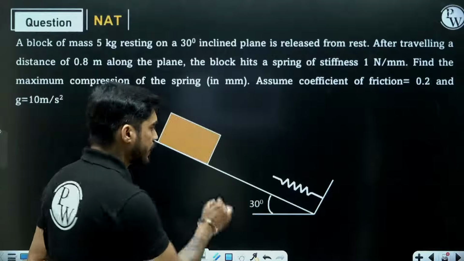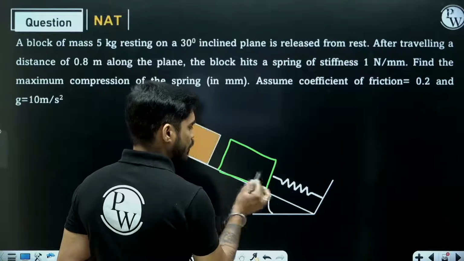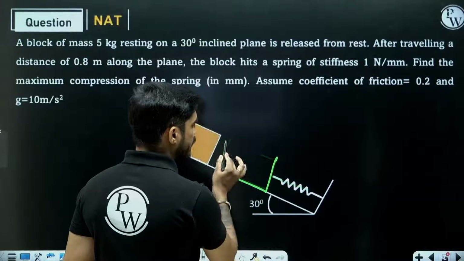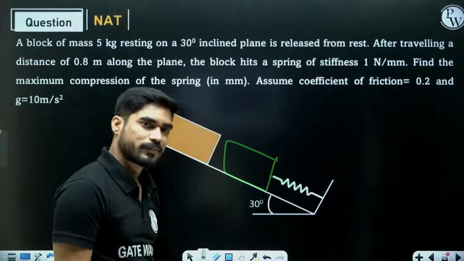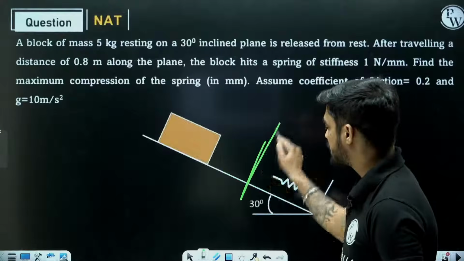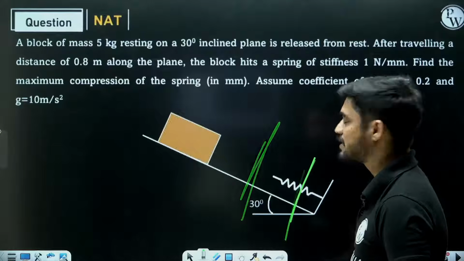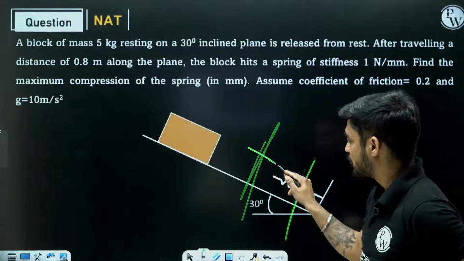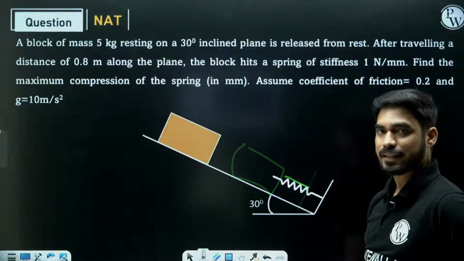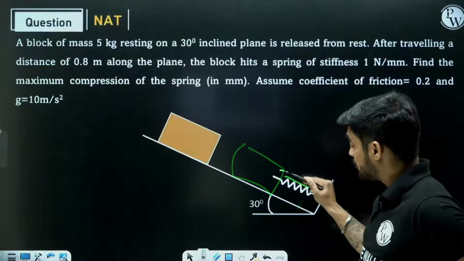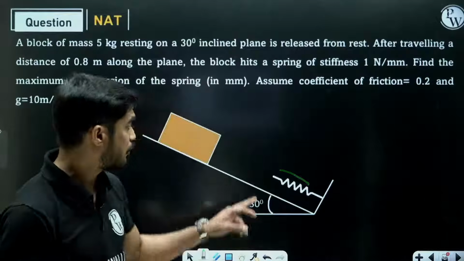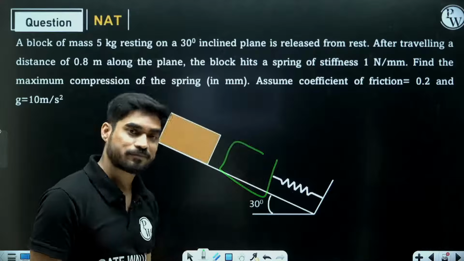When it hits the spring, it will start getting compressed. Why? Because this block is giving the spring its energy. The block is giving some of its energy to the spring. So kinetic energy of the block will start decreasing, potential energy of the spring will start increasing. Means velocity of the block will start decreasing and deformation of the spring will start increasing. Now the spring will keep on getting compressed until the block comes to rest.